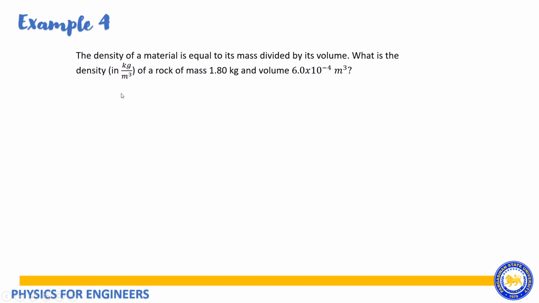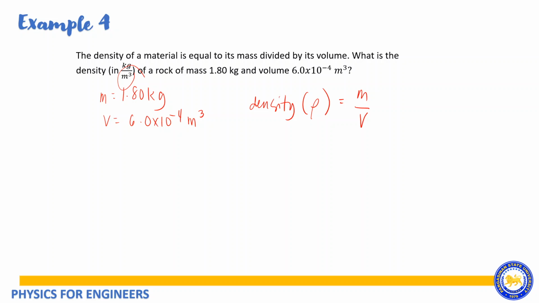The density of a material is equal to its mass divided by its volume. What is the density in kilogram per meter cube of a rock of mass, meron tayong given na 1.80 kilogram and a volume of 6.0 times 10 raised to negative 4 meter cube? Ano hinahanap natin? Density, which is also designated as rho, mass over volume. So, let's solve. Kailangan lang naman natin kilogram per meter cube. So, 1.80 kilogram over 6.0 times 10 raised to negative 4 meter cube.